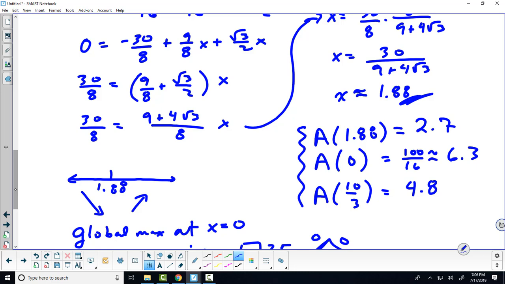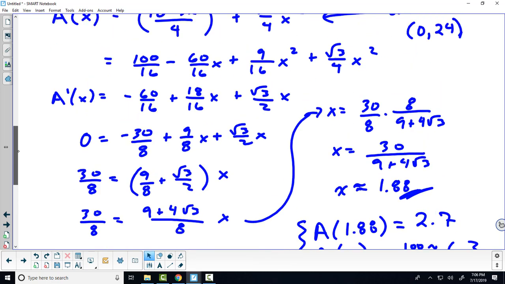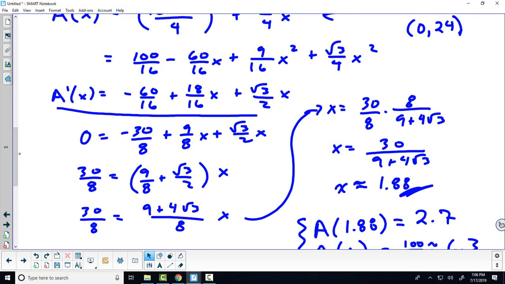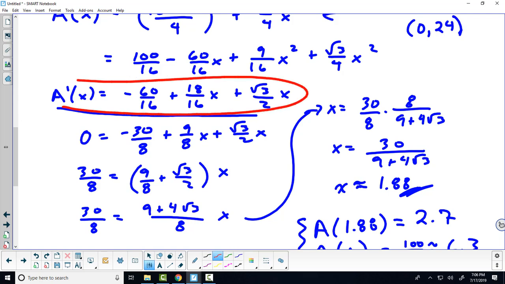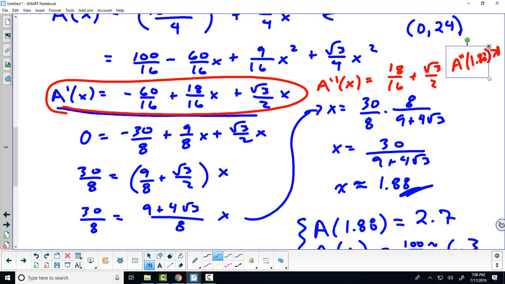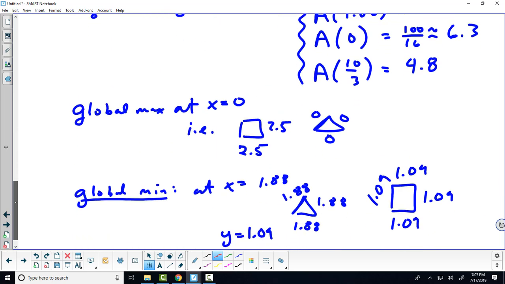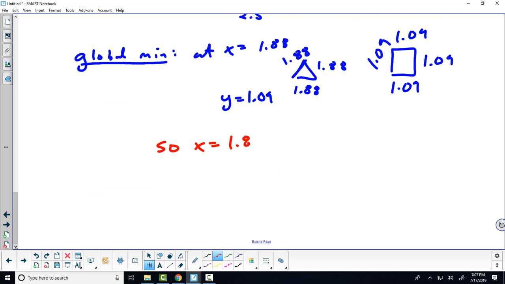The second derivative test. Let's take the second derivative of this function. So where was our function? It's way up here. Here is the first derivative, right? So what's the second derivative of this function? It would be 18/16 plus the square root of 3 over 2. What's the sign on that second derivative? Positive. Always positive, right? So specifically, f double prime of 1.88 is greater than 0. By saying that the second derivative at that point is greater than 0, what are we saying? We're saying that the function is concave up there. But we already said that that was a point where we had a horizontal tangent line. So by the second derivative test, what do we have? A local minimum. Okay? So x equals 1.88 is a local minimum.